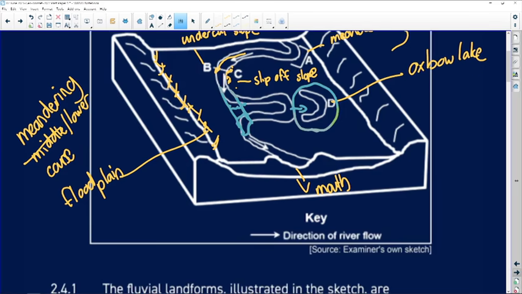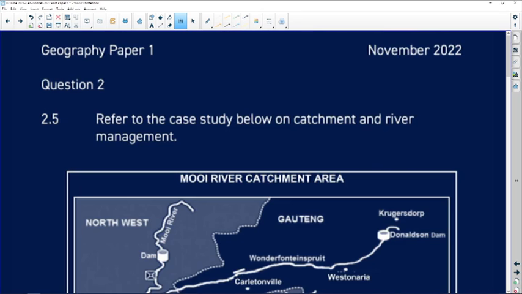Right, let's quickly move on to our next question, and this is river management. Management is to protect and keep our catchment areas sustainable. We've just seen on the news the difficulty we experienced in Hammanskraal regarding cholera, for example. We really need to manage our river systems and drainage basins, because we consume the water and we need to protect it, being sustainable for future generations.